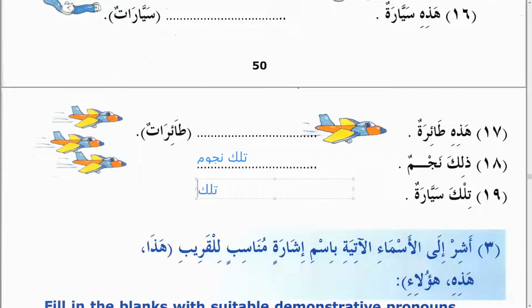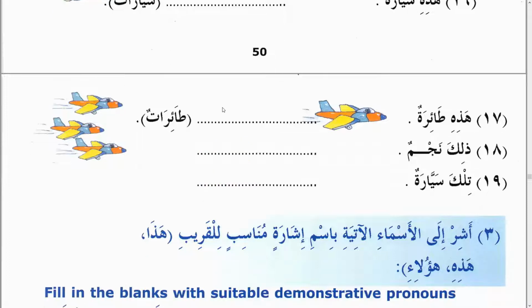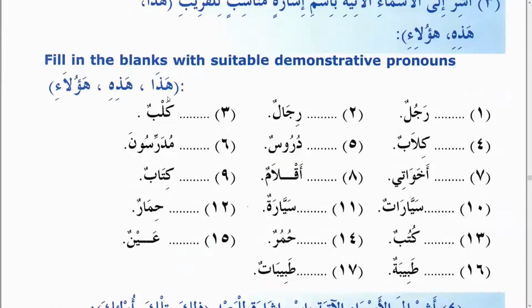Tilka sayaratun. Okay, inshallah. And now the same exercise again. We have to be careful. We'll not put numbers. We will try to do these. You have to use hada, hadi, or hawlai. And we'll type all the hada, hadi, and hawlai.